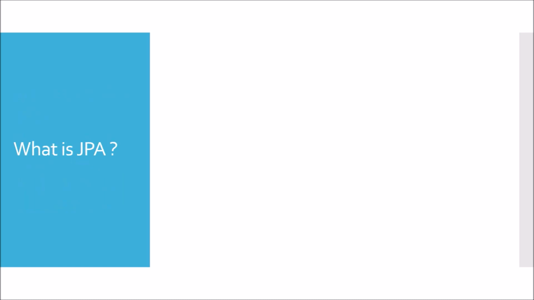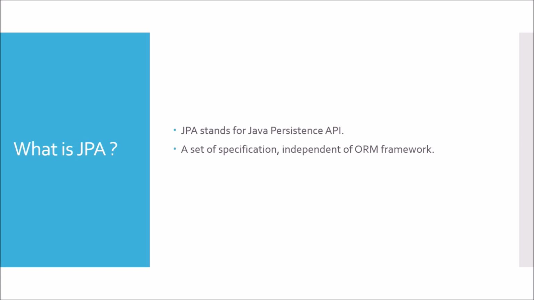What is JPA? JPA stands for Java Persistence API, a set of specifications independent of ORM framework. Remember the word, it is a set of specifications. It provides a vast set of methods to deal with data persistence.